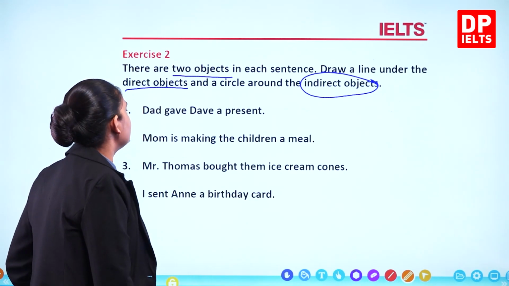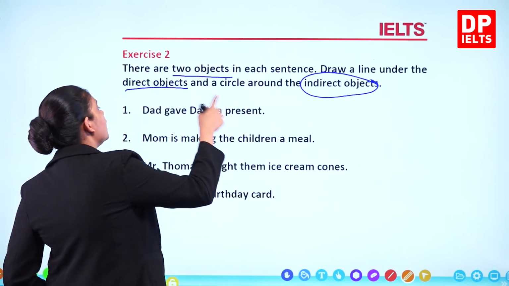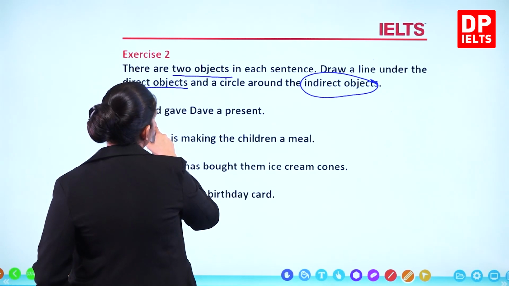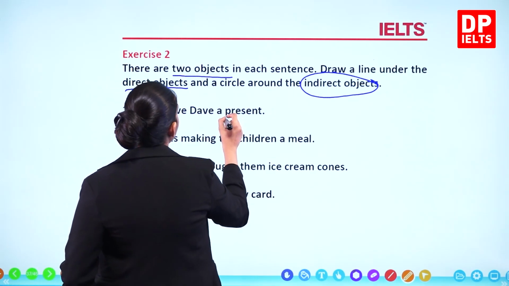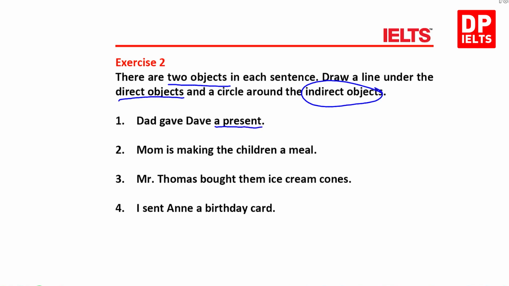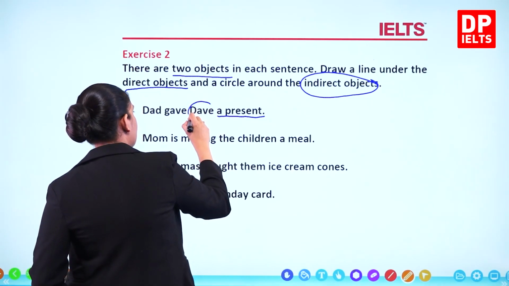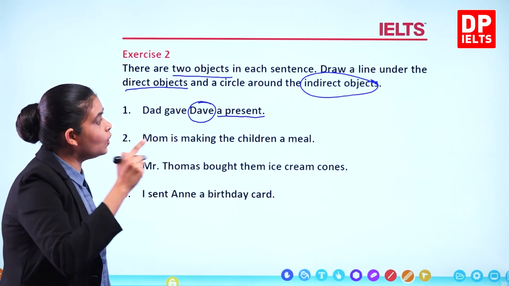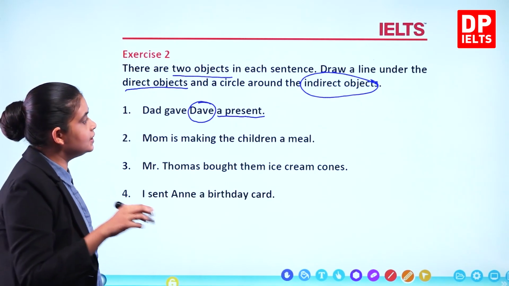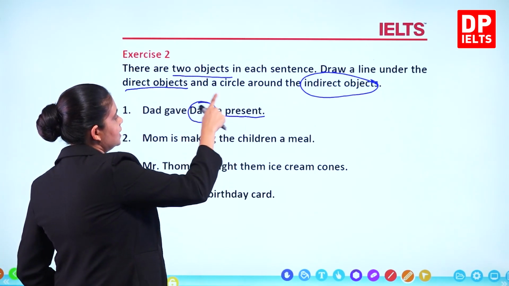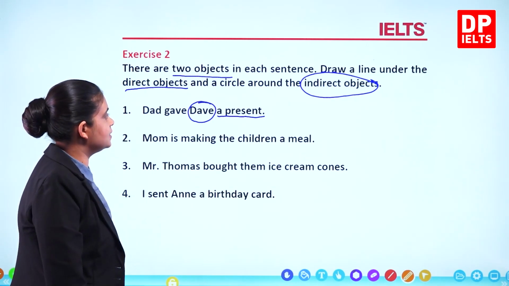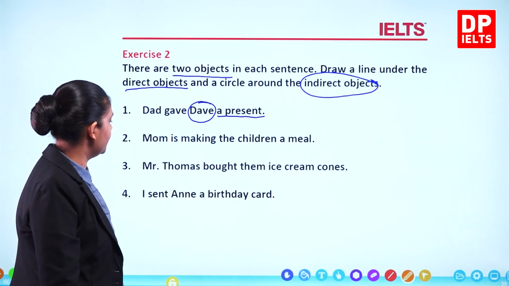Dad gave Dave a present. Who gave a present? Dad. So dad is a subject. What did dad give? A present. To whom? To Dave. So Dave is the indirect object. And what you have to remember is that the indirect object is before the direct object. So therefore, Dave is the indirect object.